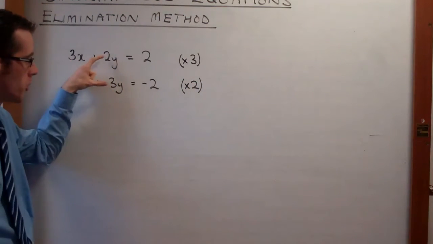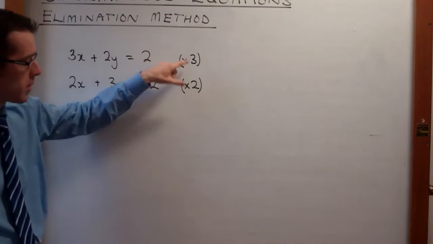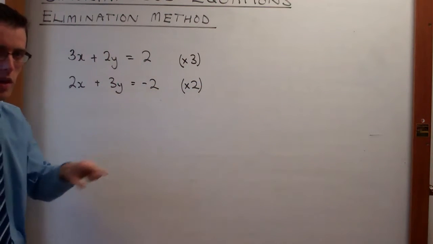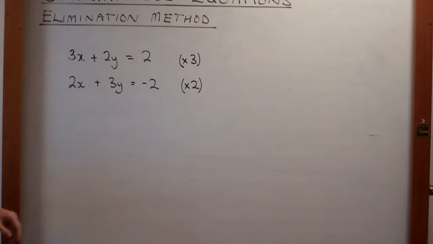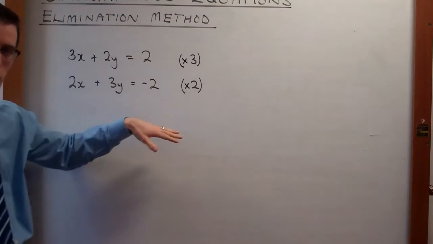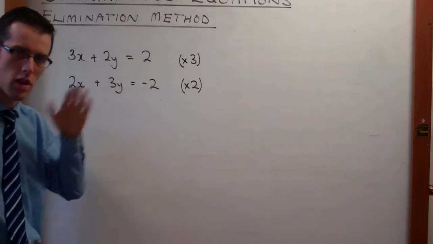And this is quite common when you've got the 2 and 3, and you multiply by the 3 and then the 2 to make them both 6. That's quite a common example in simultaneous equations. So we're going to carry out these calculations, get 2 new equations, and then solve from there.